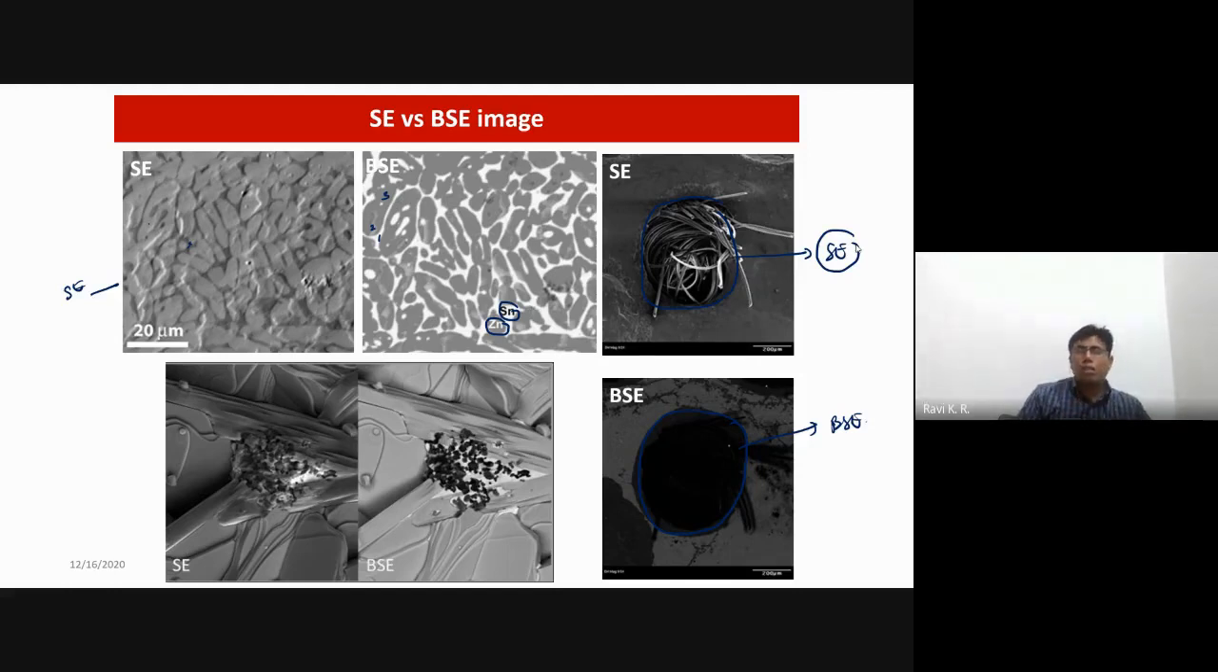But backscatter electrons are very useful when you do phase analysis, when you have a sample with different compositions in different regions. Then you may require a backscatter image. So in much of our work we generally use a combination of both. Both are important.